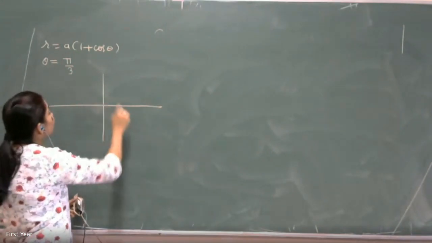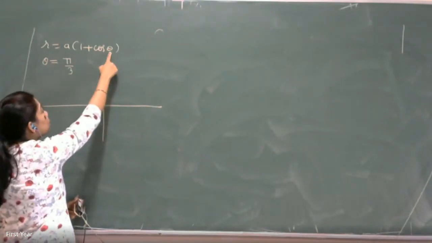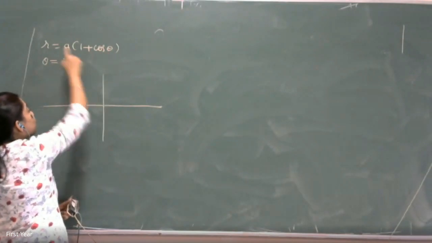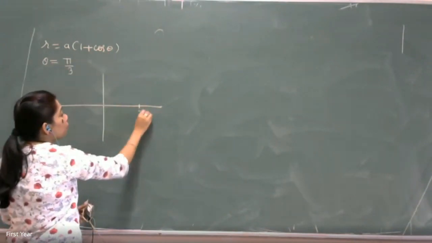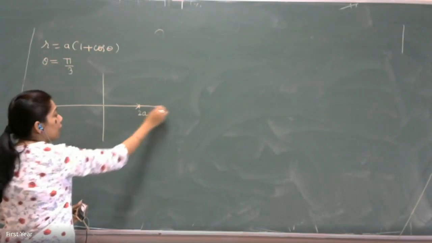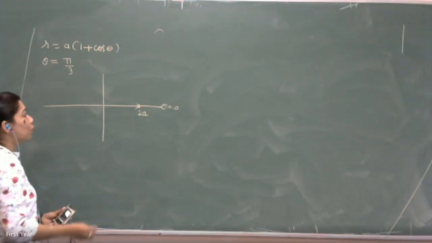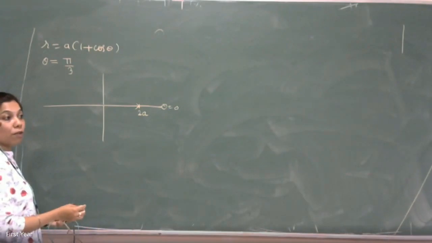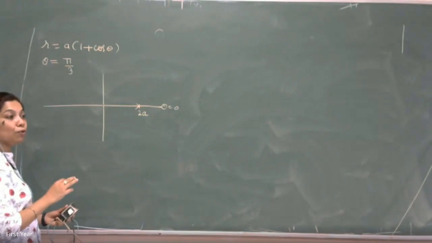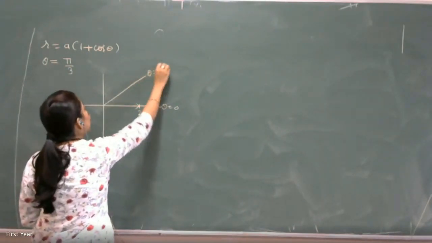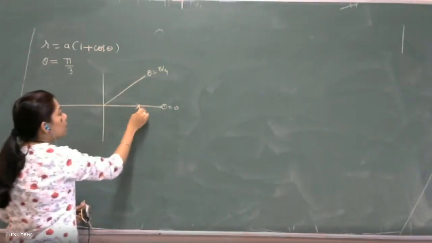At theta is equal to 0, cos 0 is 1, 1 plus 1 is 2. So your value of r is 2, the maximum value. Correct? This is r, and this is theta is equal to 0. When theta is equal to pi by 4, what is cos pi by 4? 1 by root 2. So 1 plus 1 by root 2 is a bit less than 2. Yes or no? So this is theta is equal to pi by 4, a bit less than 2a.